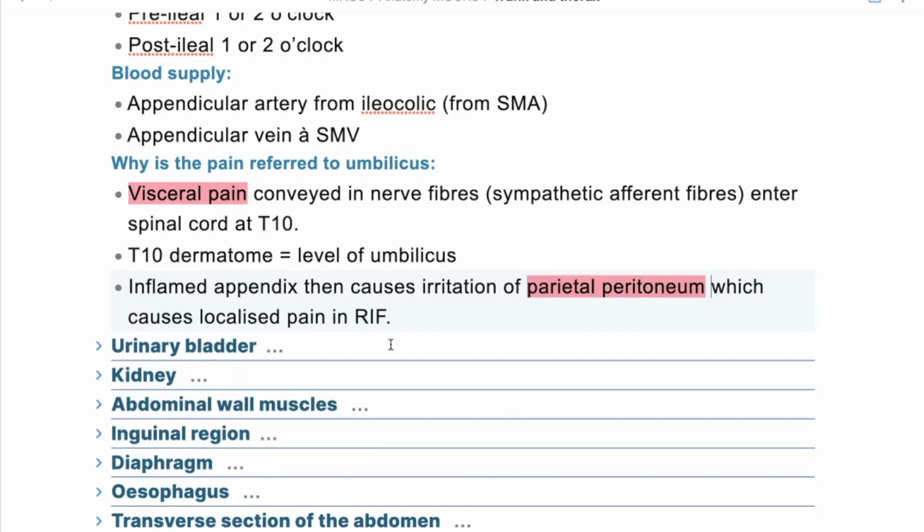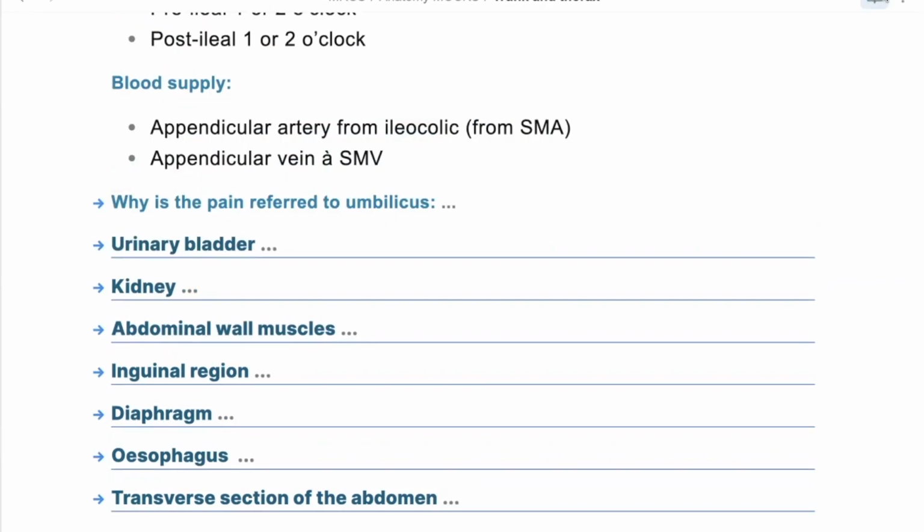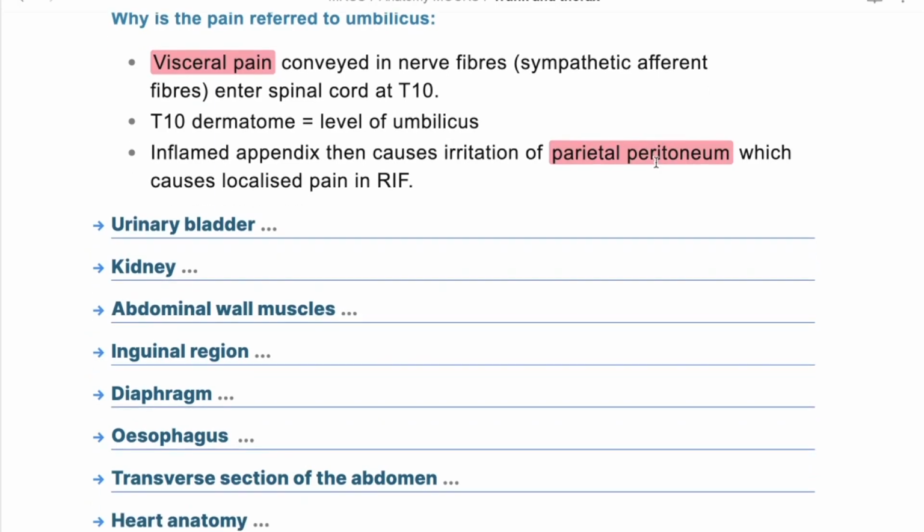Okay, very good. You explained it very well. I think the key words in here are visceral pain and parietal pain. The visceral pain is conveyed via T10 fibers, and T10 is basically around the umbilicus. And parietal pain, which happens due to irritation, would be where the collection is. So the collection will be in the right iliac fossa, and the pain will be in the right iliac fossa. Okay, well done.